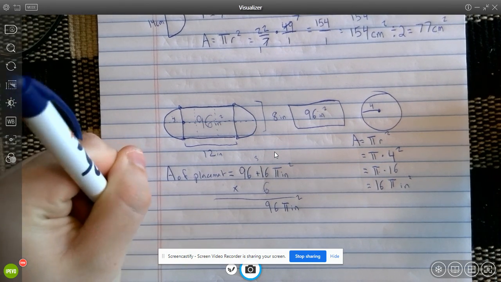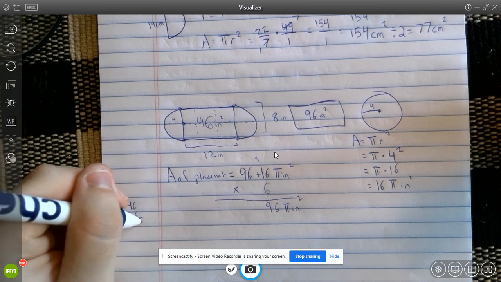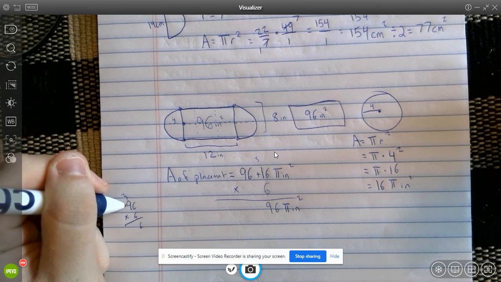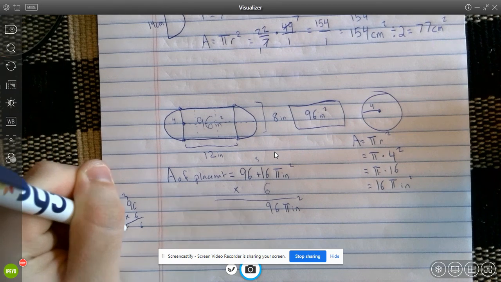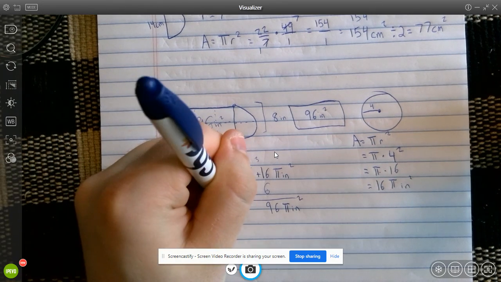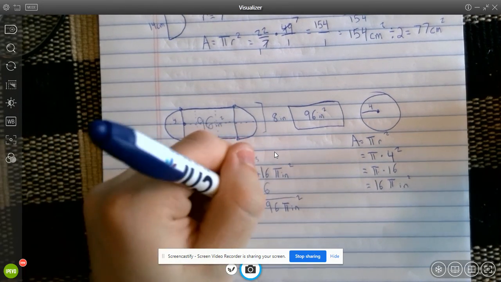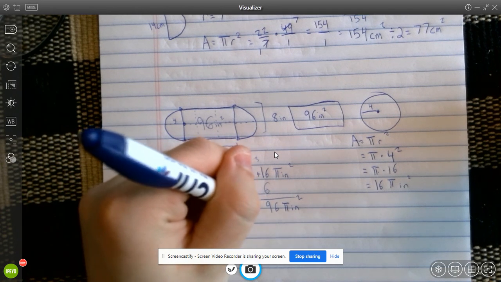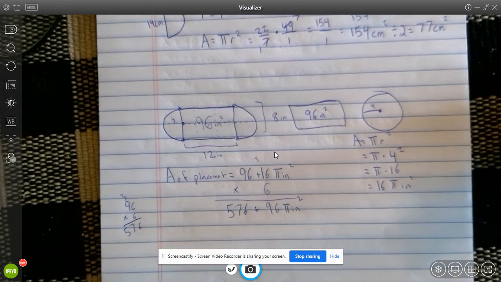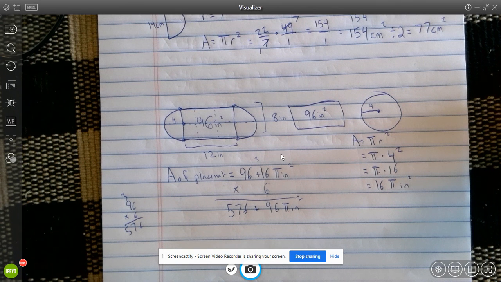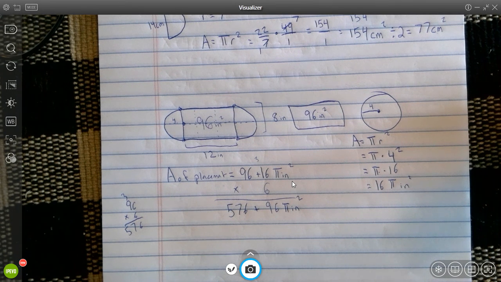96 times 6. So 6 times 6 is 36. 6 times 9 is 54, plus 3 is 57. So we'll have 576 plus 96 pi inches squared. Now, that's assuming that there is no waste. If we wanted to find something where there could potentially be a little bit of waste, we could use 3.14 for pi here, and then find an exact number, or a number that's actually measurable, instead of 96 pi. But if you were to leave your answer like this, I would be perfectly fine with it.